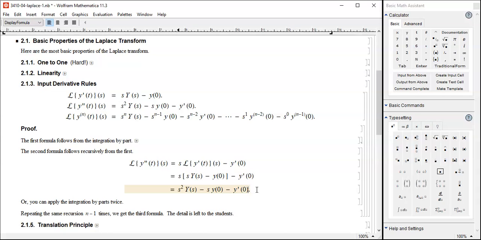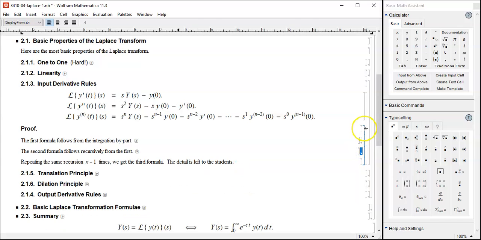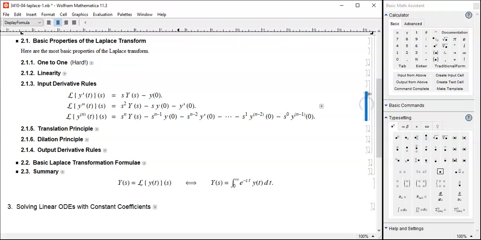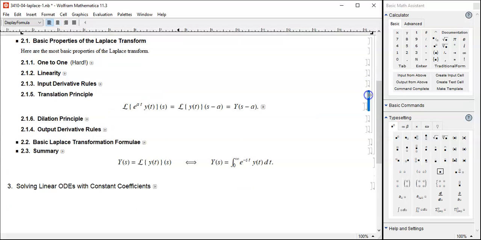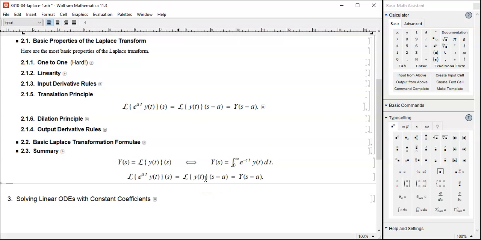Repeat this again, and then we're going to get the third line and so on. But this form is a little bit more elegant and it's more readily extended inductively. If you're familiar with mathematical induction and you'd like to get a really complete, elegant solution, go ahead and do that. The detail is left to the students. Okay, input derivative rules, we are done. Next topic, translation principle, and let me copy and paste it over here. How do you prove this one?